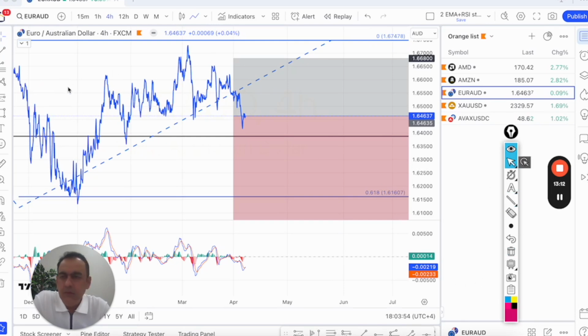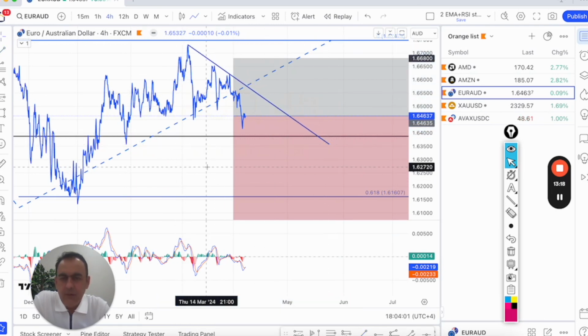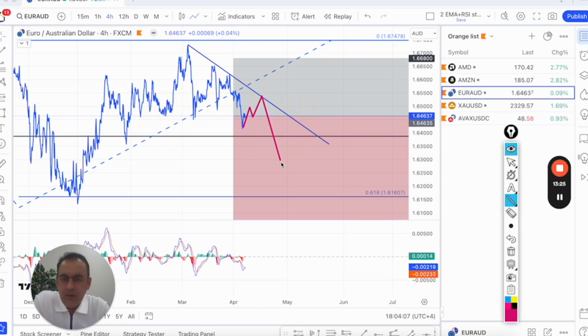So if I use a trend line tool and if I connect the lower highs, we may get a push towards the trend line and then continuation in the downward direction. So this is the plan for Euro Aussie, sell on the rise.